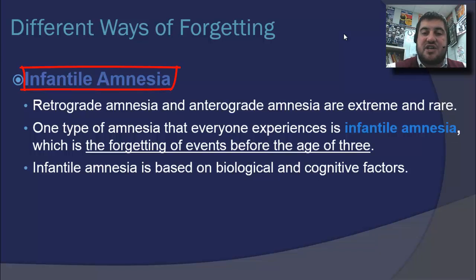So, this type of amnesia is something that we all suffer from. It's called infantile amnesia, and it's the forgetting of events before the age of 3. Now, people will debate me and say, I remember things before the age of 3, but really what happens is you probably saw a picture of something before the age of 3, and then were able to reconstruct the memory in your mind of you actually experiencing that, even though it's not true and it didn't happen and you can't recall it. This is based on biological and cognitive factors.